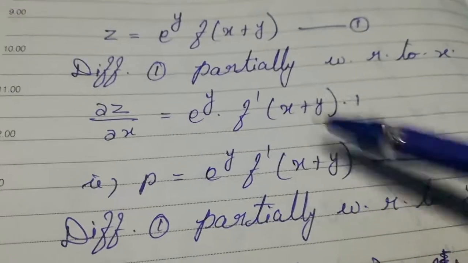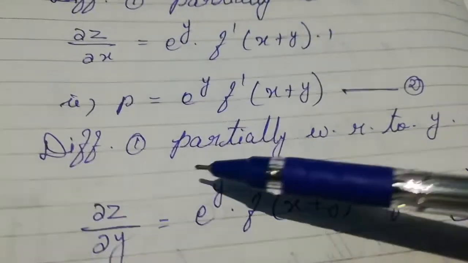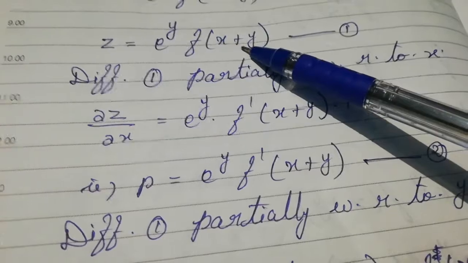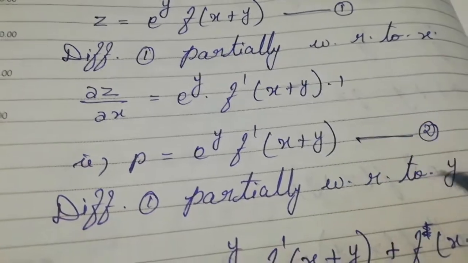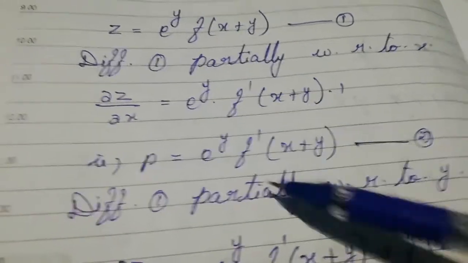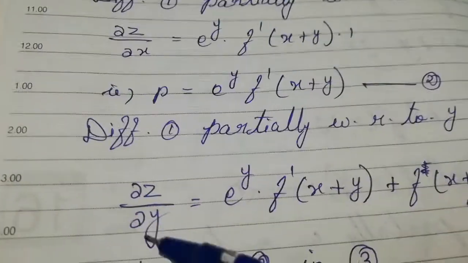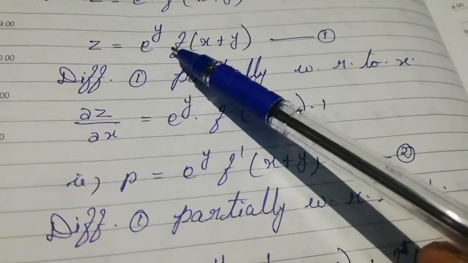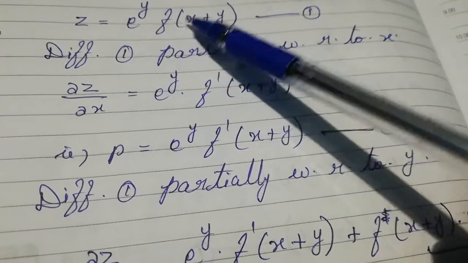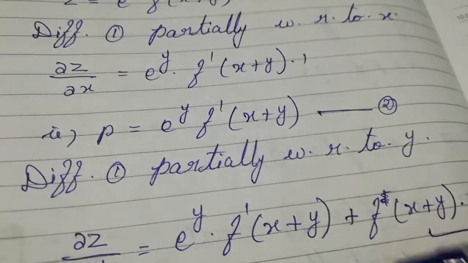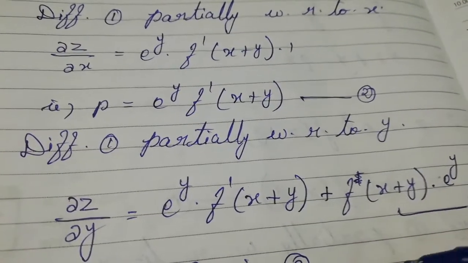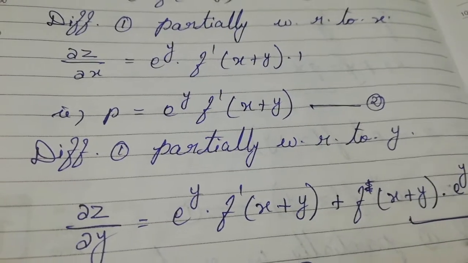Okay, next differentiate the first equation with respect to y. So what we get, here we use the uv form. What's the differentiation of uv? u dv plus v du. Okay, so we take this as u, this as v. So dou z by dou y is equal to e power y into f dash of x plus y. Then u dv plus v du. What is v? This one is v. So f of x plus y into the differentiation of e power y, that is again e power y. So the differentiation of e power y is e power y.